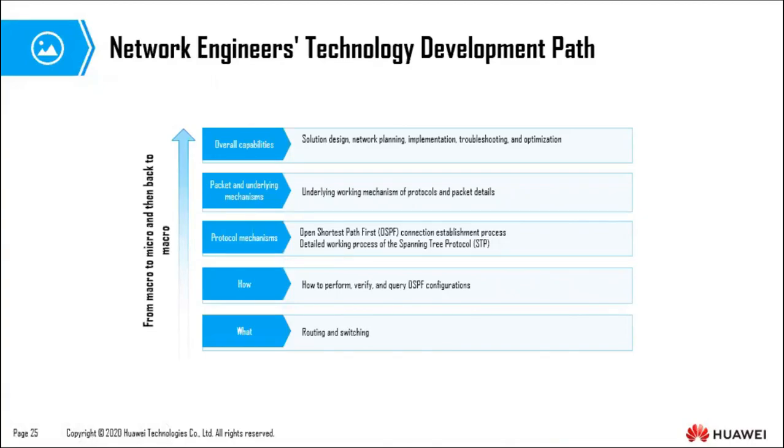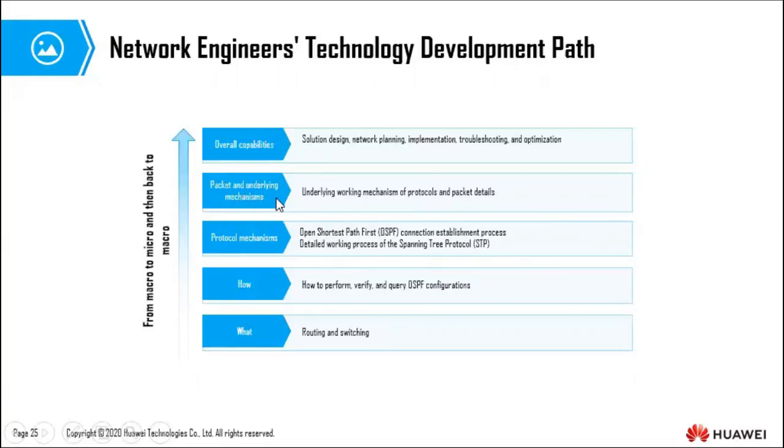So this is what they are calling the Network Engineers Technology Development Plan, where you move from macro to micro, and to the details, then back to the macro. So what do you need to know as a network engineer? Routing and switching, for example. How to perform, verify, and query your OSPF configuration, for example, when it comes to routing. Then protocol mechanism. This OSPF, how can you be able to configure and optimize it?